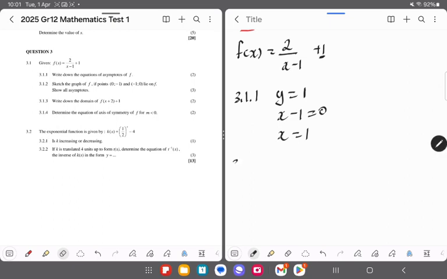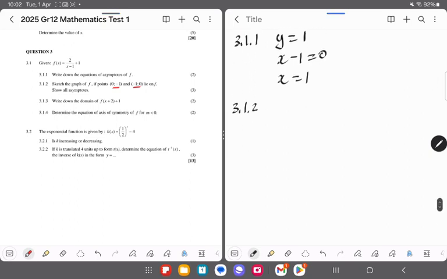Now 3.12, it says sketch the graph of f if points (0, -1) and (-1, 0) lie on f. Show all asymptotes. Now we know this will be the y-intercept because x is 0, and this will be the x-intercept because y is equal to 0.